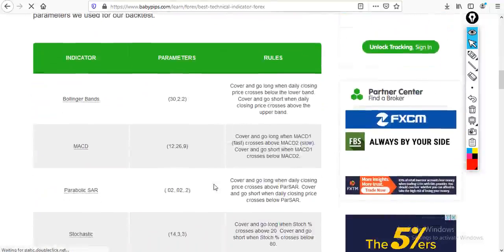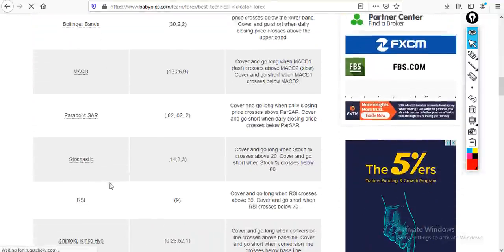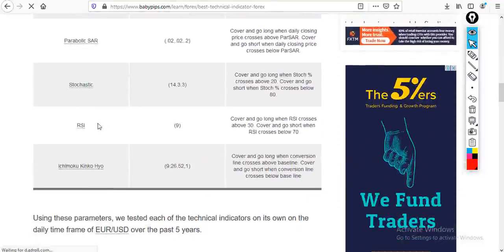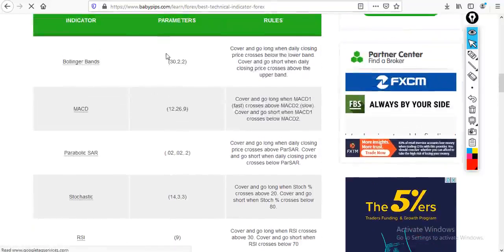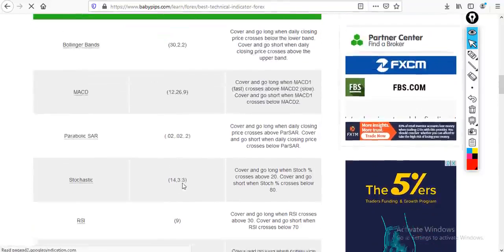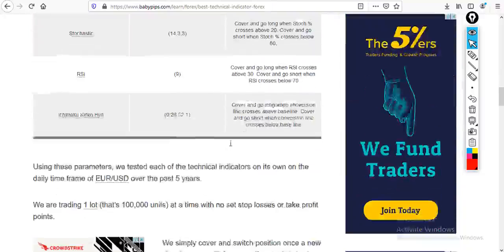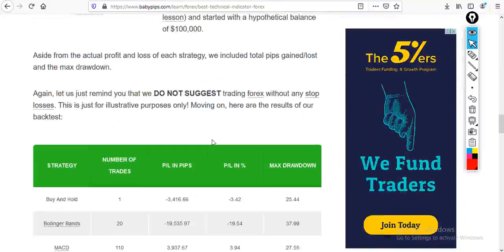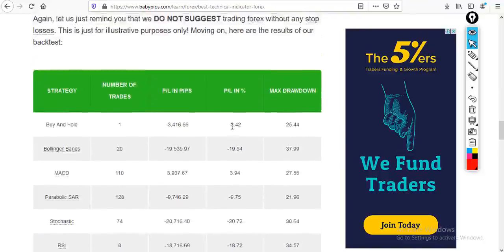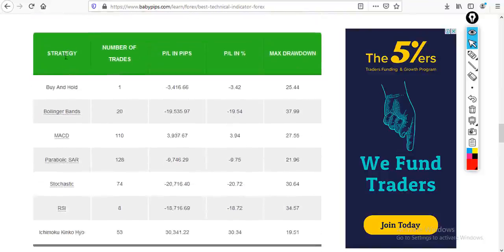Okay, so they used all these indicators: MACD, Bollinger Bands, Parabolic SAR, Stochastic, RSI, and the Ichimoku. And these are the parameters they inputted. You can use these as well if you want, and look at the rules they used for these trades. Okay, and then having done the testing, they came out with their findings. So what are the strategies to buy and hold using all these indicators?